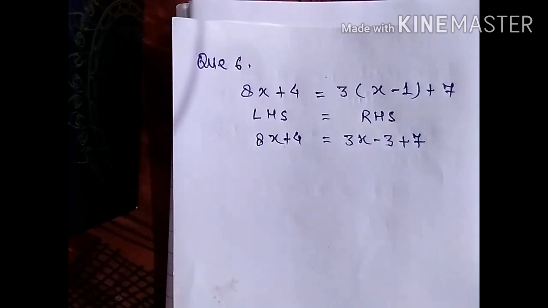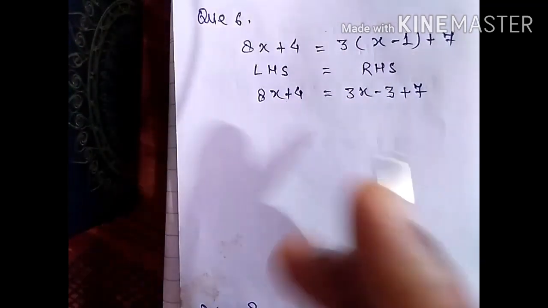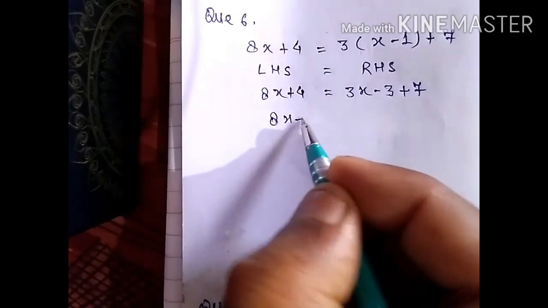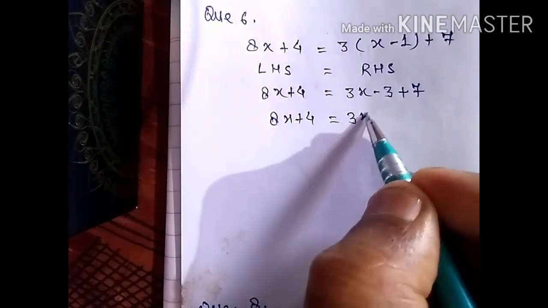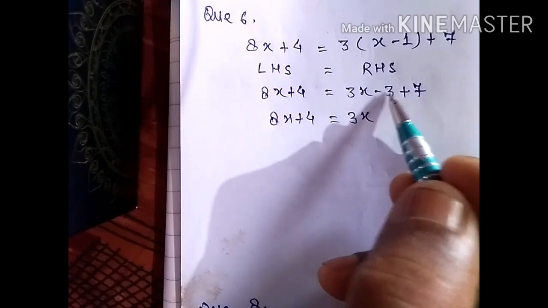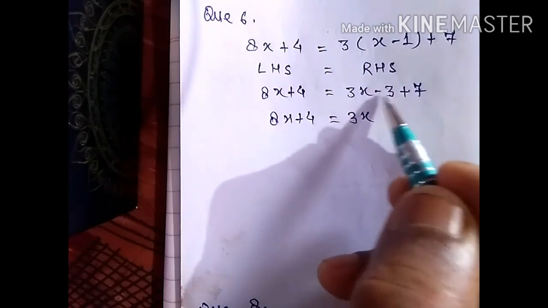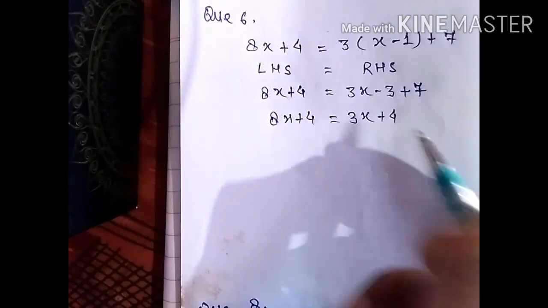This is the first step, student, and after writing this first step we have to write again this 8x plus 4 is equal to 3x, this one students, plus 7 and minus 3. After subtracting this 3 from 7 we get plus 4.